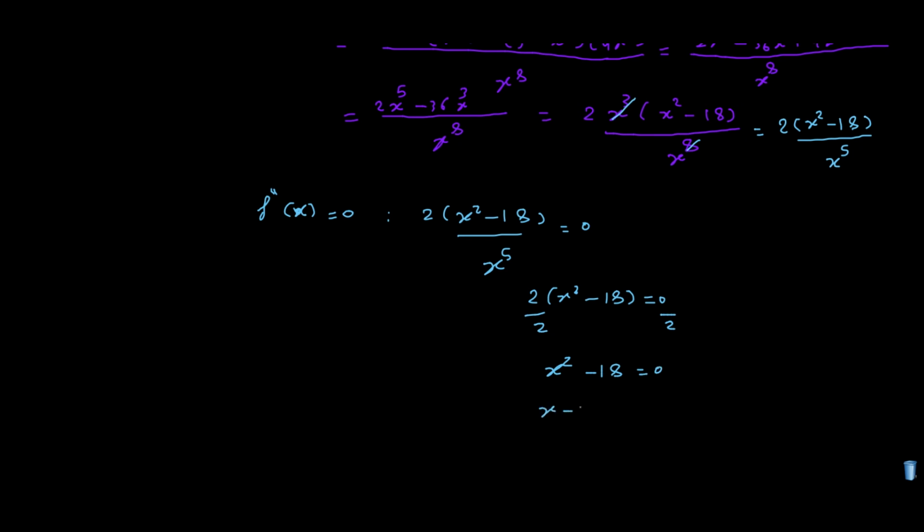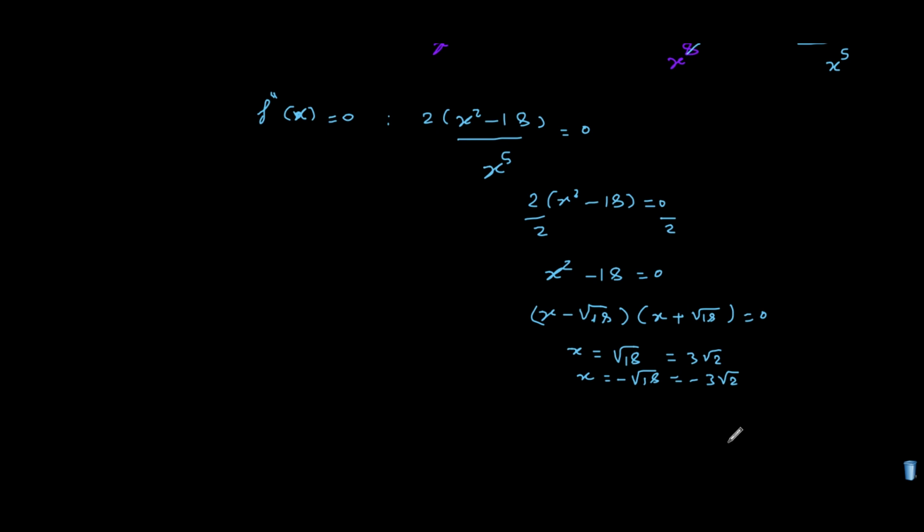This is x minus square root of 18 times x plus square root of 18 equals 0. We get x equals square root of 18, which is 3 radical 2. Also x equals negative square root of 18, which is negative 3 radical 2. That's good. Also, we have x equals 0, which makes f double prime of x undefined.